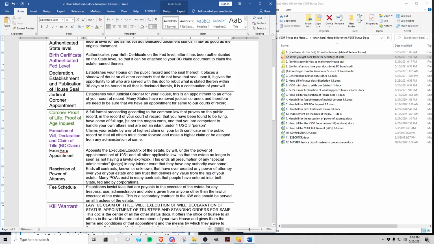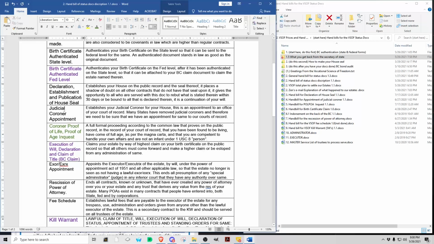And to get the coroner proof of life, proof of age inquest, first you have to find a judicial coroner, someone who's willing to be a judicial coroner for your house. Now, basically what that means is that it's anybody, and that's under the handbill of judicial coroner, right? So I'm not going to go over it again. It's basically anyone who has a medical license of any sort. They could be a chiropractor, a registered nurse, a doctor, a dentist, a paramedic. I don't care. Just someone who has, under the corporate state, a medical license that says, yes, I'm a medical professional. So that the corporate state can't question the fact that we have chosen a medical professional to be our judicial coroner. Now, why is this lawful?